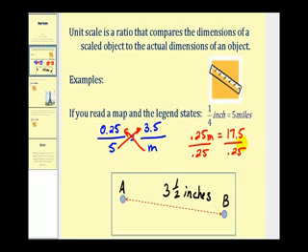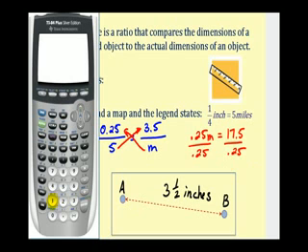Let's go ahead and use our calculator for this. 17.5 divided by 0.25 is equal to 70. So the actual distance between town A and town B would be 70 miles.